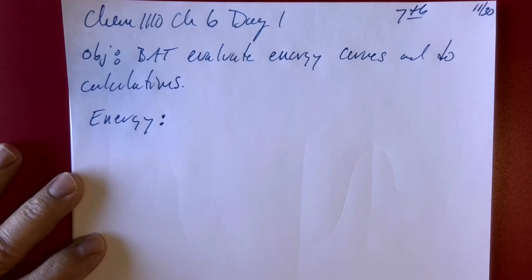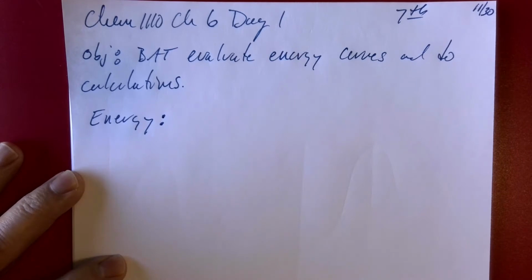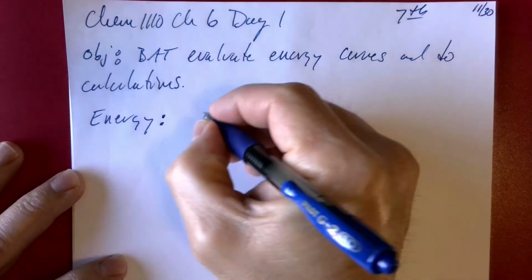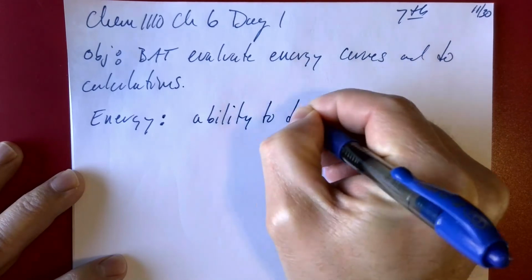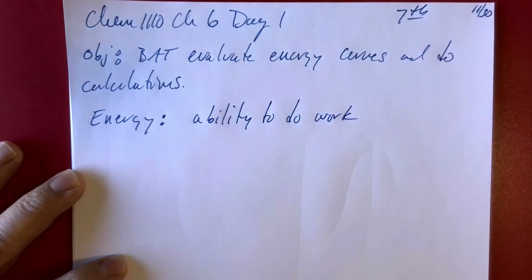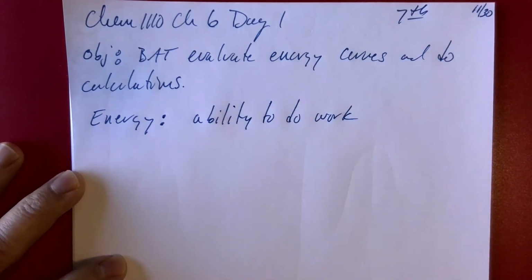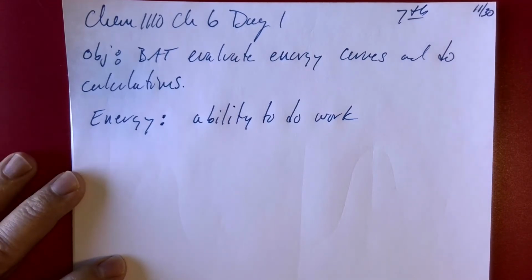It's the potential to do work. Okay, so they use the term ability, but I like them both. So let's say it's the ability to do work. Now, energy is classified two ways. What are they? Potential and kinetic.